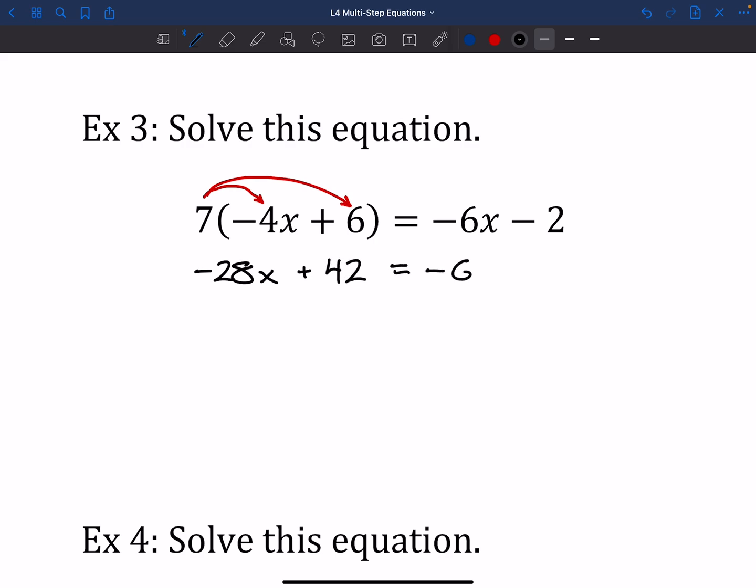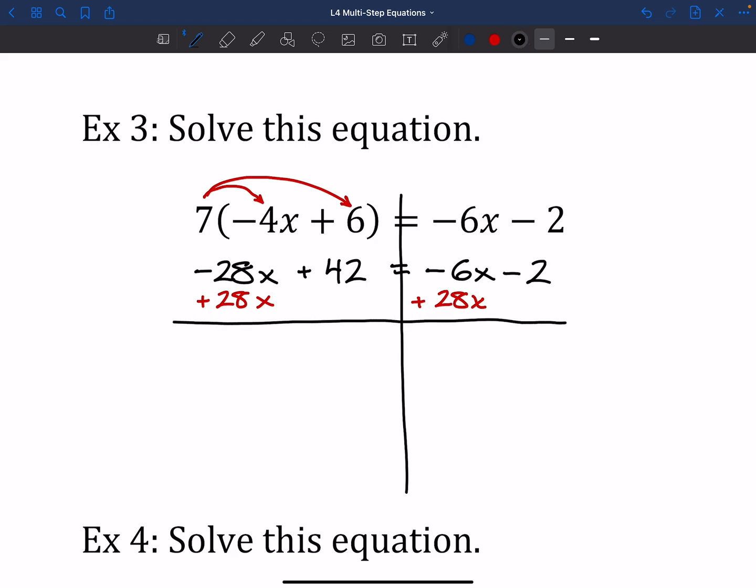Over on the other side, nothing happening. I'm just going to bring all that right on down. All right, cool. So distribution's done. I don't have any like terms on the same side to combine. I forgot to do my little thing to break up the sides. So what I now move on to is moving my variables around. How about this? Let's add 28x to both sides so we can move that away from the left-hand side.